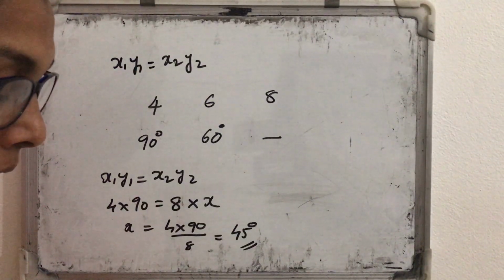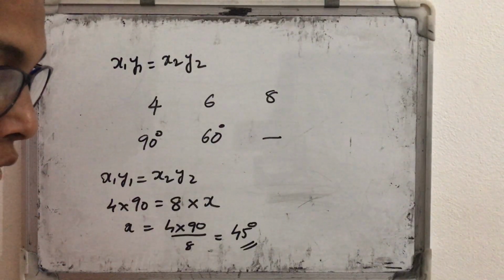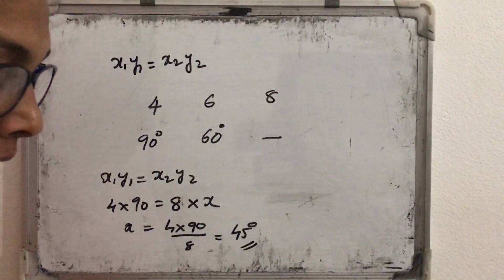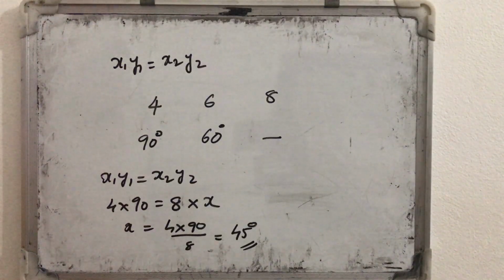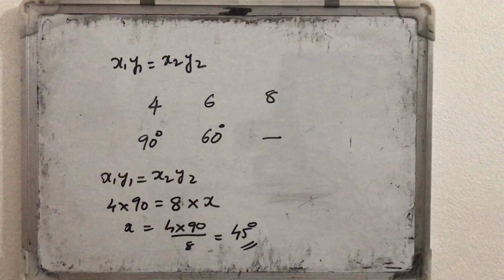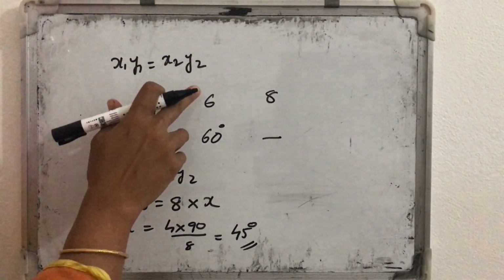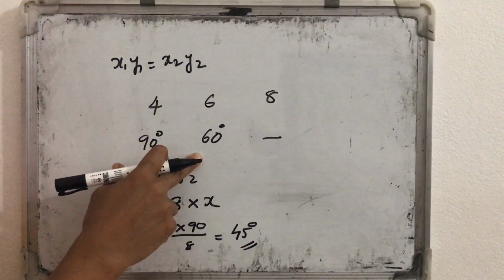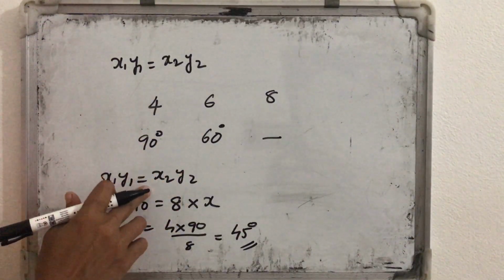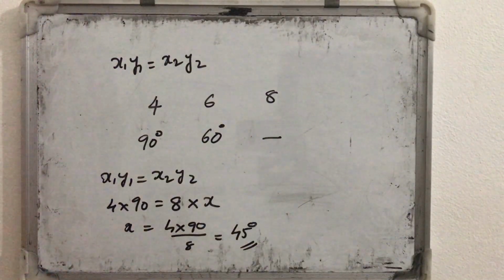Question number 1: Are the number of spokes and the angles formed between pairs of consecutive spokes in inverse proportion? That we want to check. 4 into 90 is 360, and 6 into 60 is also 360. So x1 y1 equals x2 y2, and they are in inverse proportion.